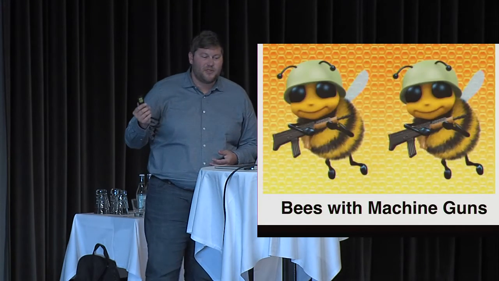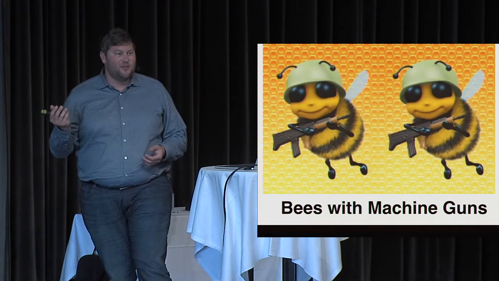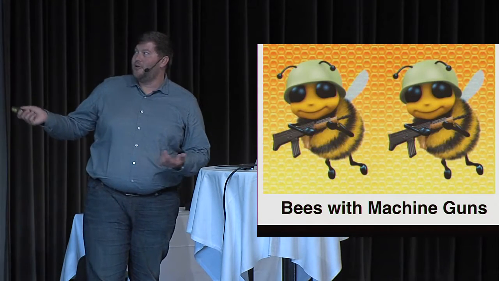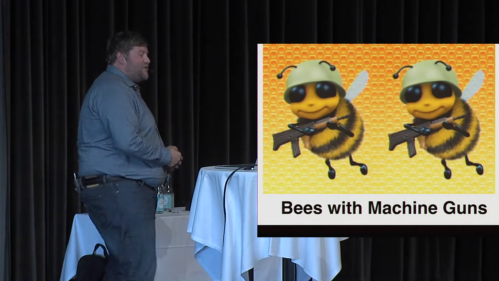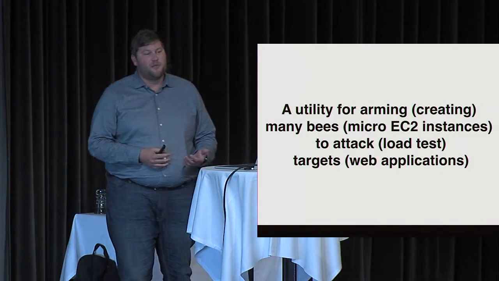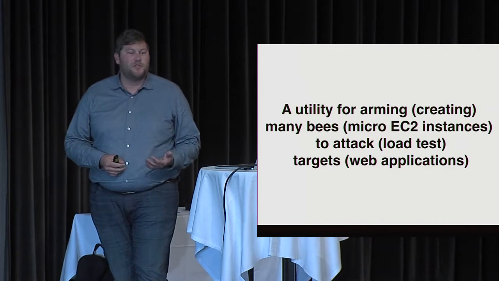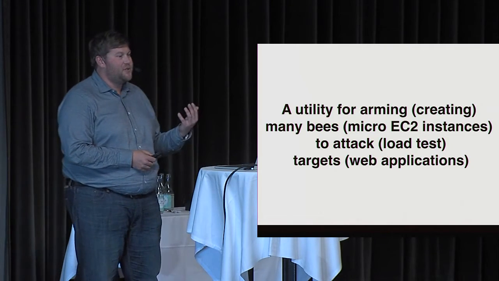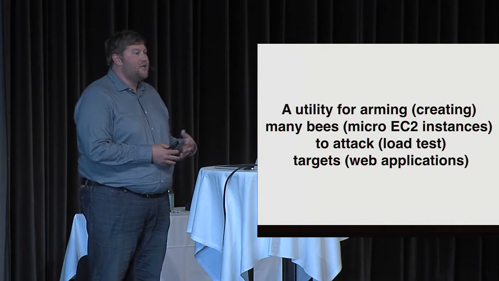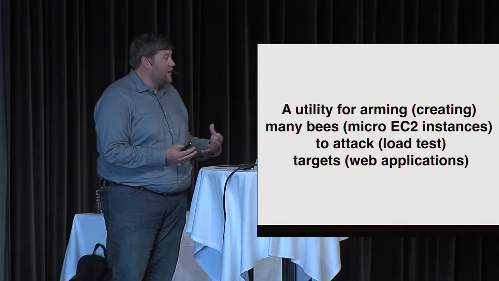So I like to talk about this one because it has this amazing title. We're going to be talking about Bees with Machine Guns. I mean, look at that logo, come on. All right, so what is Bees with Machine Guns? It's a utility for arming many bees to attack targets, where that means using Amazon Web Services public cloud to spin up EC2 instances or cloud compute instances to load test your applications. This allows you to run distributed load tests effectively.